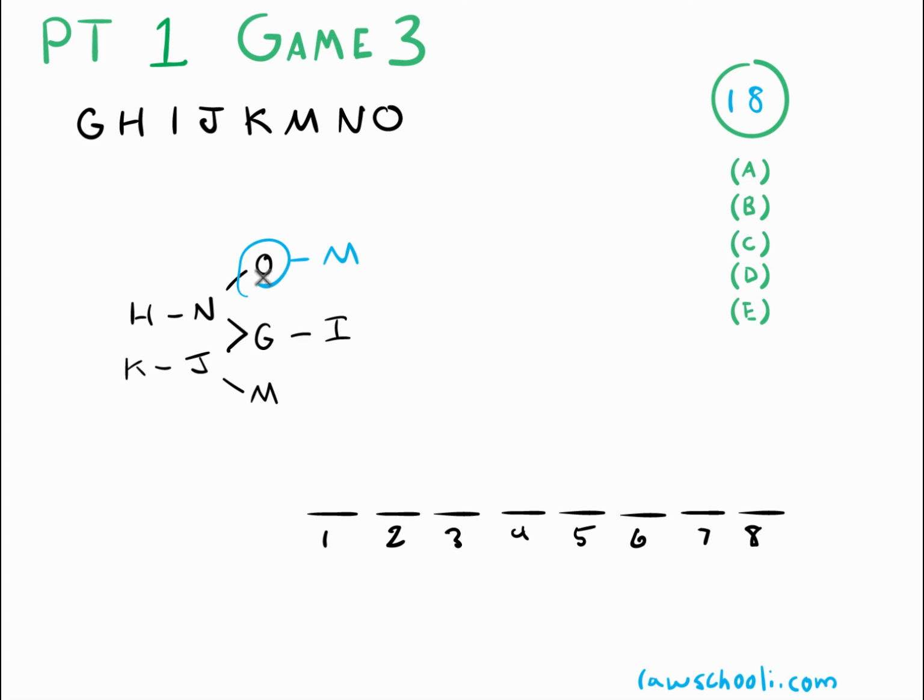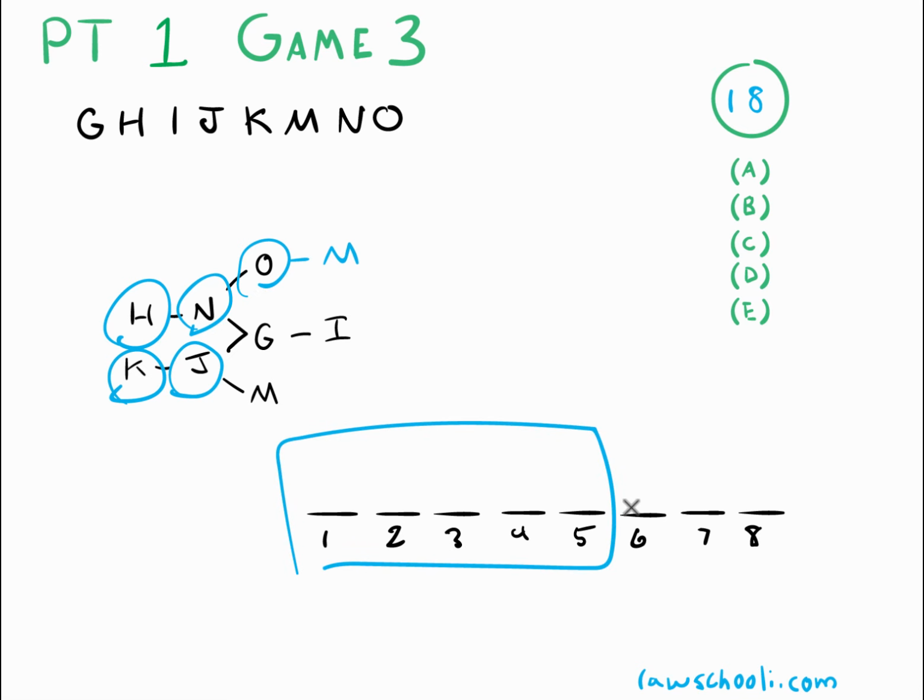Drawing a straight line from M, we can now get O, N, and H. And then we look down here, and we get J and K as well. So that's 5 things that have to be in front of M. The earliest we can get M is going to be in 66, which corresponds to answer choice D.